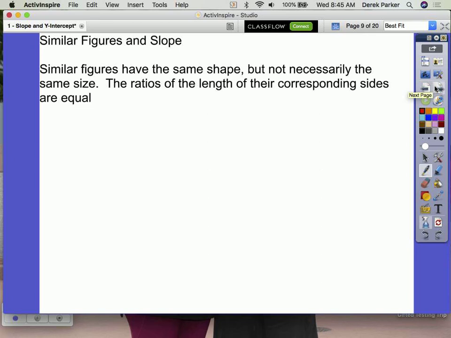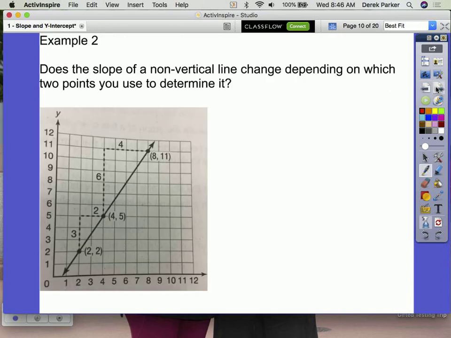Similar figures have the same shape, but not necessarily the same size. The ratios of the length of their corresponding sides are equal. Does the slope of a non-vertical line change depending on which 2 points you use to determine it?